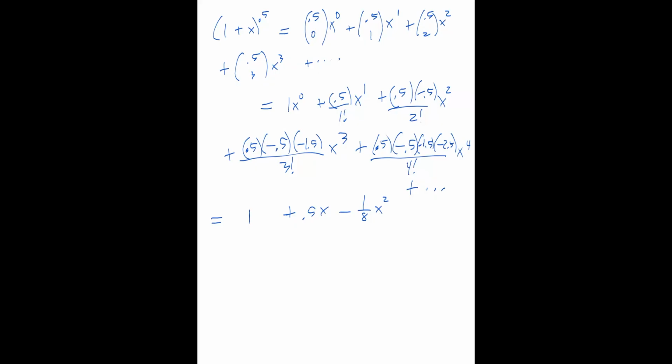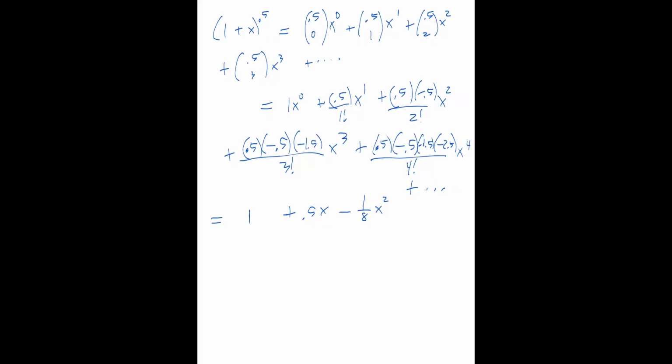Then the next formula I'm going to do, I'll just say M for method, or B for binomial. Binomial expansion of 1 plus x to the 0.5. The binomial expansion of it would be 1 plus 0.5 x minus 1/8 times x squared, like that.